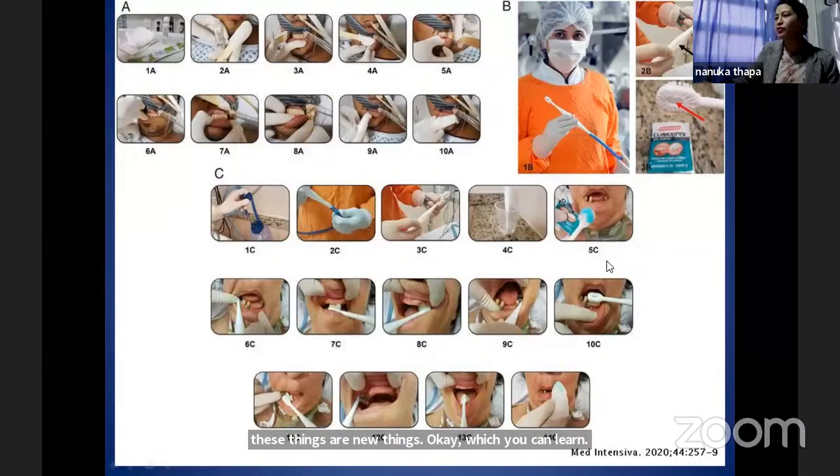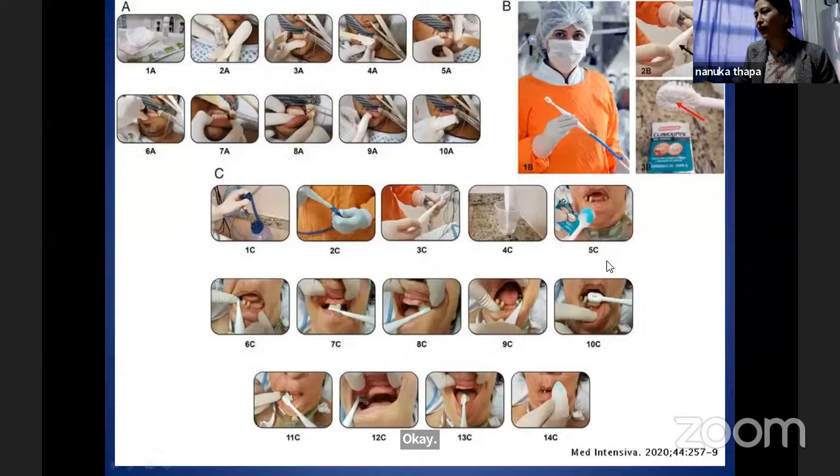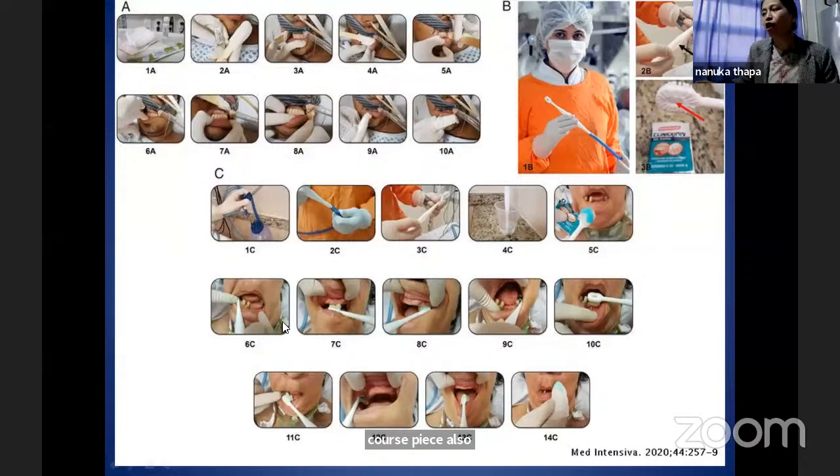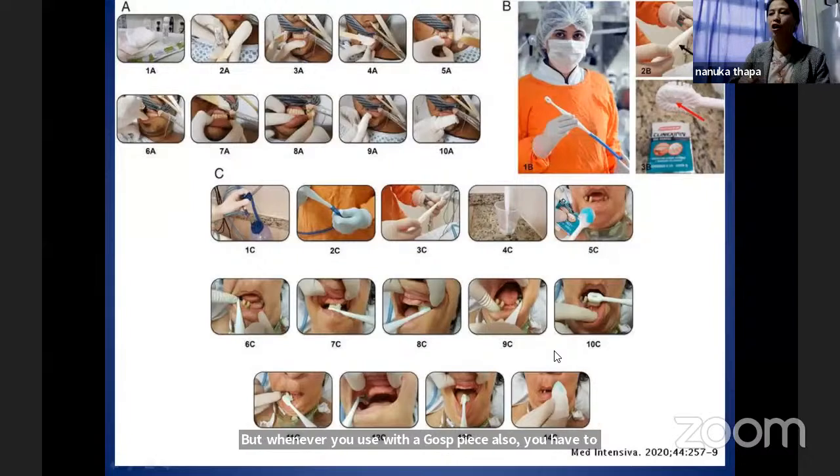Mostly we use a gauze piece. We can use the gauze piece also, but whenever you use a gauze piece, you have to cover the artery forceps, or whatever forceps you are using, properly on all sides so that the tip of the forceps won't injure the patient's mouth.